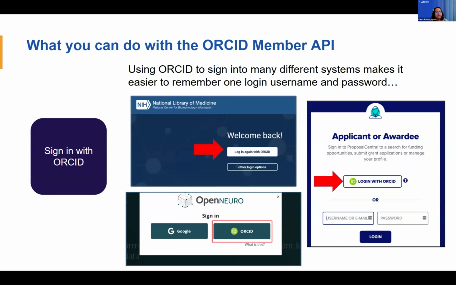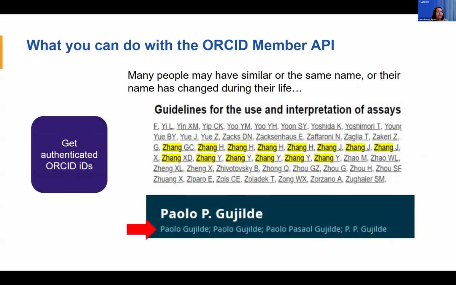So the first concept, using the Member API to sign in with ORCID. You can use ORCID to sign into many different systems with your credentials. That way it makes it easier for your researchers. They don't have to remember multiple different usernames or passwords when signing into things like NIH, the National Library of Medicine for funding, or Stanford University's OpenNeuro, or ProposalCentral. So that's just an example of ways that the Member API can help with that.